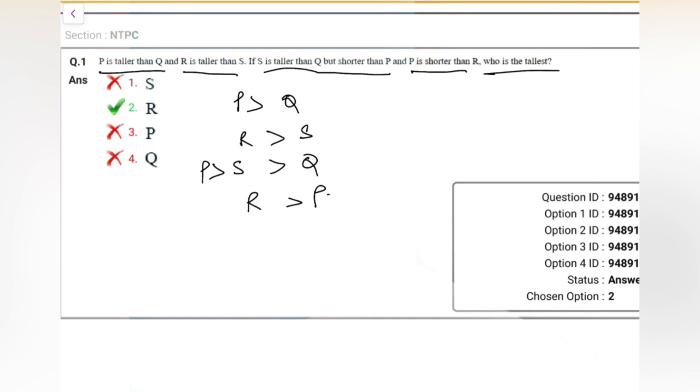From this we can write this one as R greater than P greater than S greater than Q. So among them R is the tallest. So option 2 is correct.